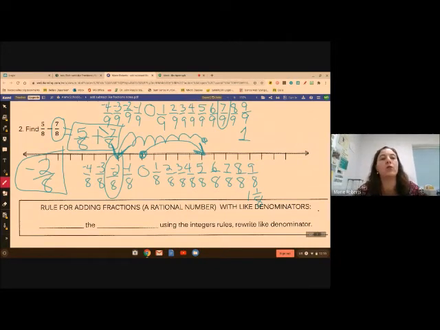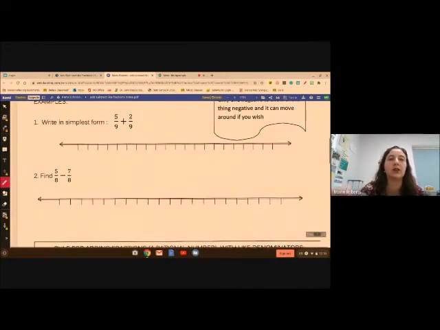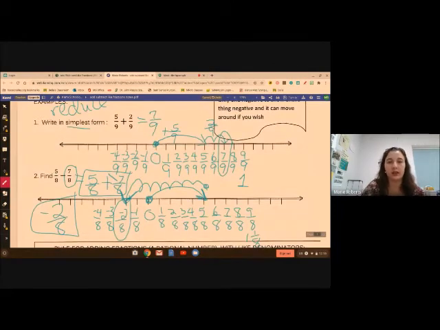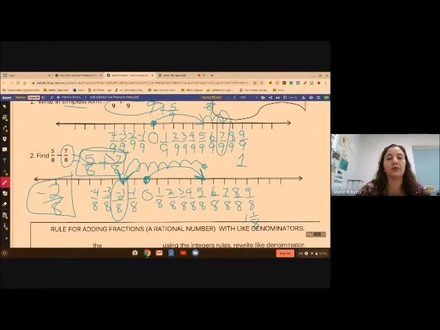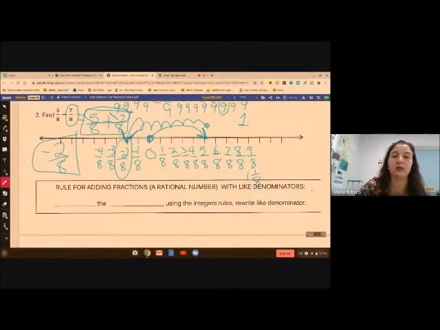So when we add, if we were not going to use a number line, what did we do with like denominators? Right here, how did I get 7? I did 5 plus 2. How did I get 9? It was always 9. How did I get negative 2? 5 and negative 7. How did I get 8? It's always 8. That is because the rule for adding fractions, otherwise known as rational numbers, so that's a vocab word, with like denominators, is you're going to do something to something using the integer rules and rewrite the denominator.